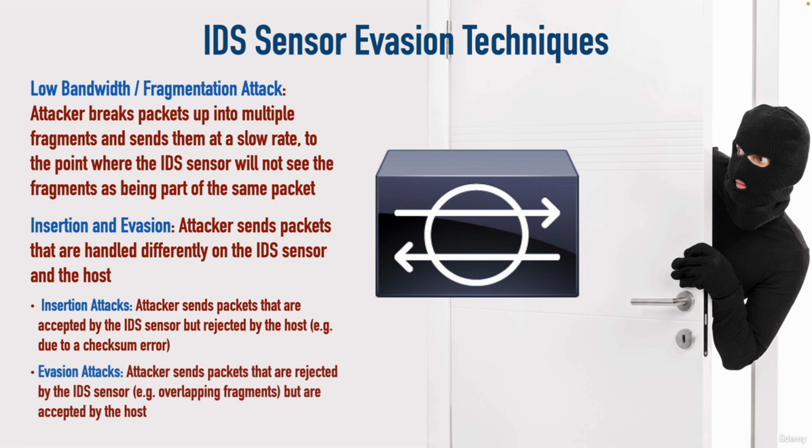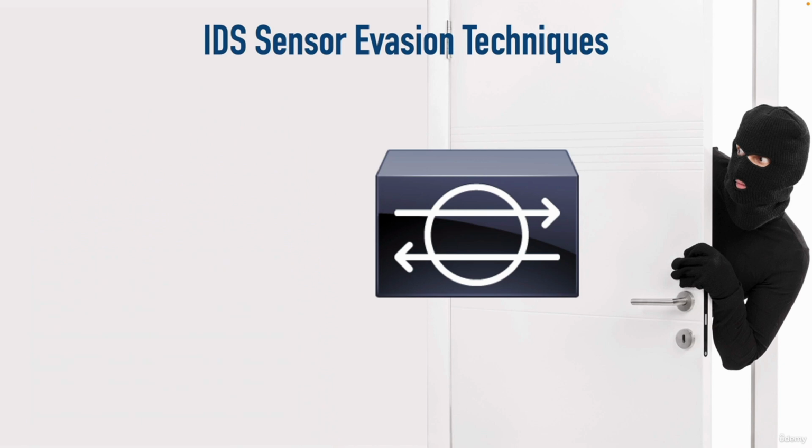Or the converse of that is an evasion attack. Here, the attacker is sending traffic that is rejected by the IDS sensor, but it's going to be accepted by the host, such as overlapping fragments. In other words, the IDS sensor might not detect that those overlapping fragments could be combined into a malicious packet, but the host can. Another evasion technique is called obfuscation.